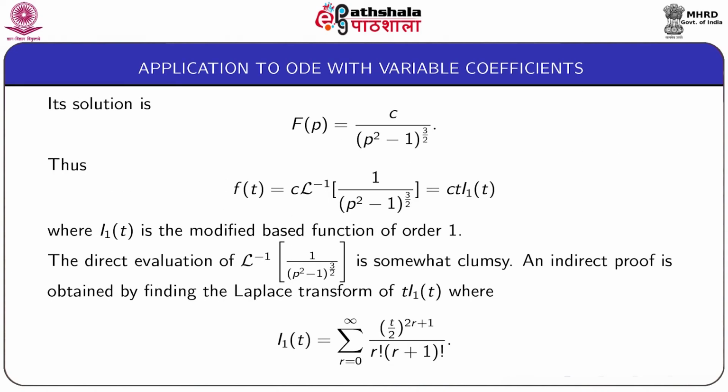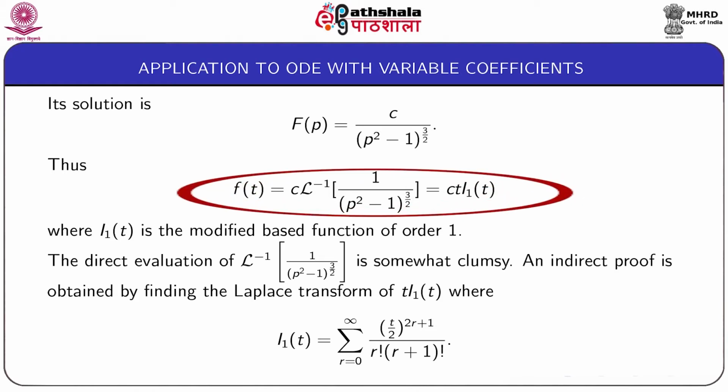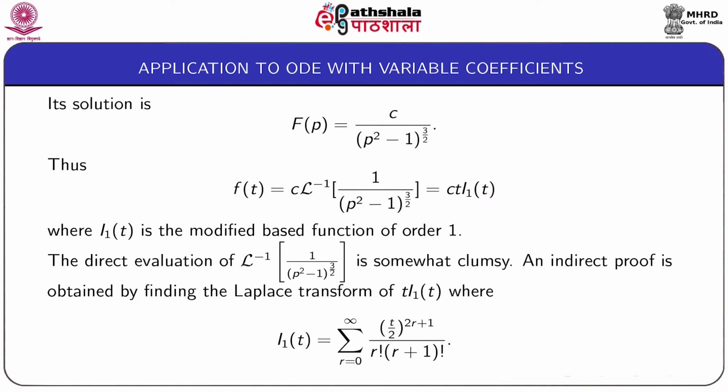This is a differential equation in capital F which can be solved to obtain capital F(p) as c by (p square minus 1) whole to the power 3 by 2. Thus, taking the Laplace inverse, we obtain small f(t) as c into the Laplace inverse of 1 by (p square minus 1) whole to the power 3 by 2, that is given by c t into I1(t). Here I1(t) is the modified Bessel function of order 1.